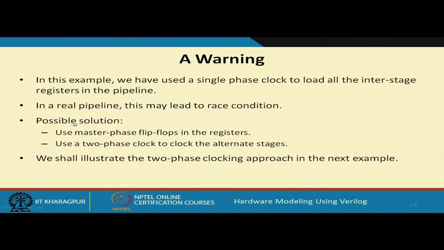Of course, in this example you could not see that, but in the next example we shall see in our next lecture, there we will do this isolation in a very proper way. So, what are the possible solutions? As I said, the first one is to use a master slave flip flop, and the second one is to use a two-phase clock to clock the alternate stages. We shall be illustrating this in the next example, which we will be taking up in our next lecture.